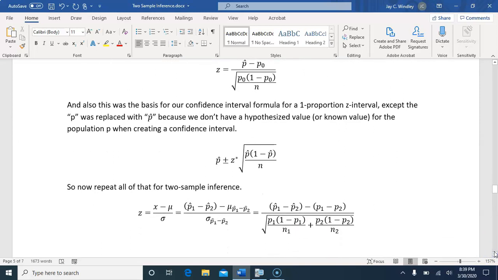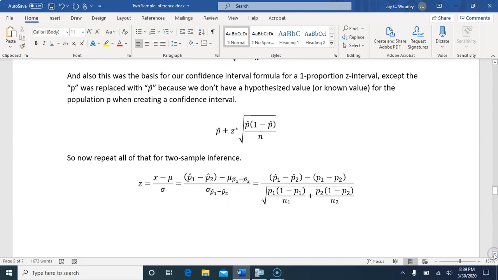So if we do all of that for two samples, then our z is going to be the difference in the p hats minus the mean of the difference in the p hats, divided by the standard deviation of the difference in the p hats. And the mean of the difference in the p hats is the difference in the population p's, and the standard deviation of the difference of the p hats is this radical expression here. So this is the expression for z that we're going to base all of our work on two samples with proportions on.